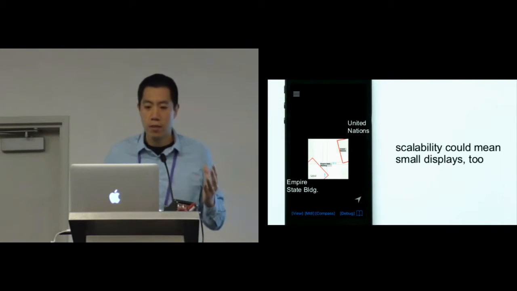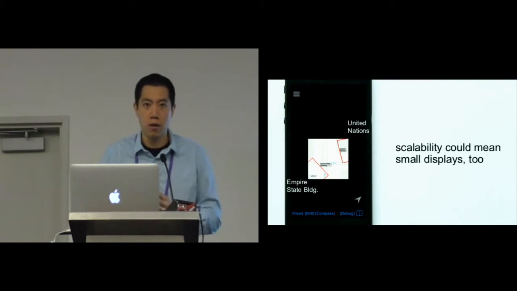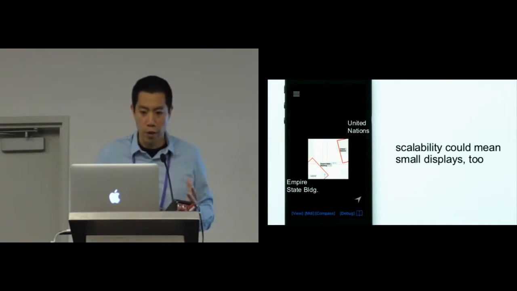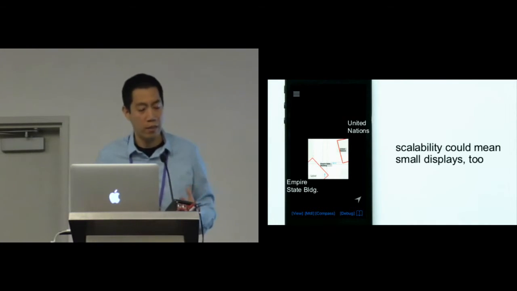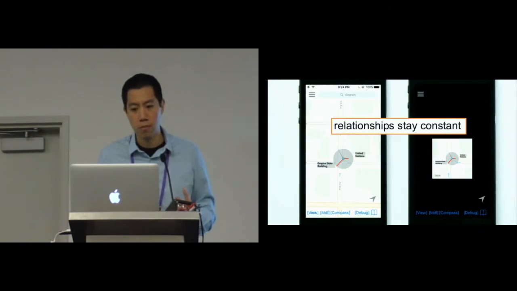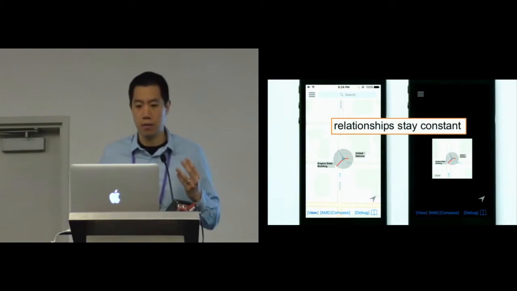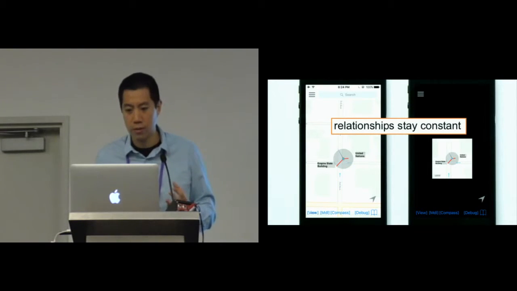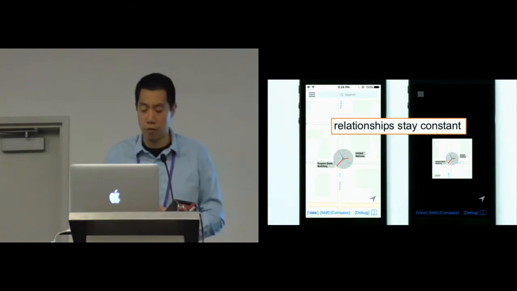Scalability can mean the size of the display too. A small display further presses the wedge legs to be almost parallel, which further reduces the effectiveness of Wedge. In comparison, P-Compass communicates relationships, and relationships stay constant regardless of the distance, the size of the display, or the scale of the information space.